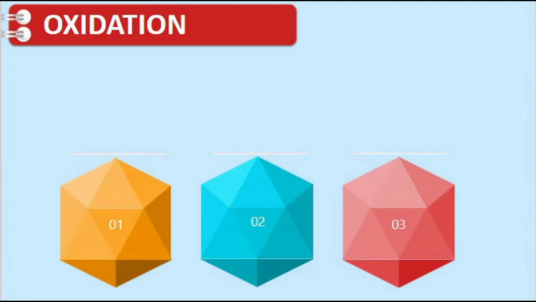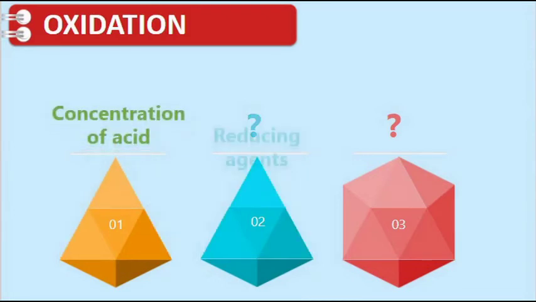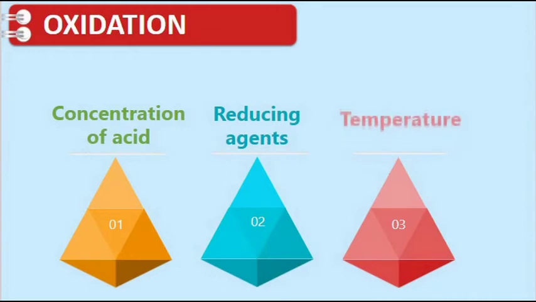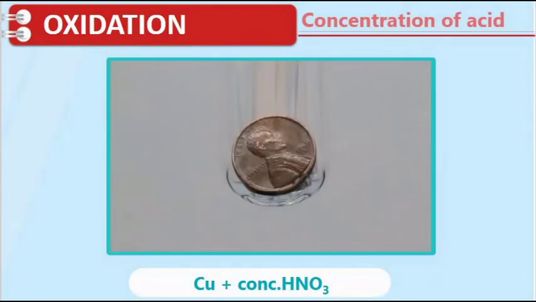Make a guess. Which are the determining factors that affect the product of the oxidation of nitric acid? There are three of them: concentration of acid, reducing agents, and temperature. First factor, concentration of acid. Let's watch a video. Pay attention to the color of this solution.